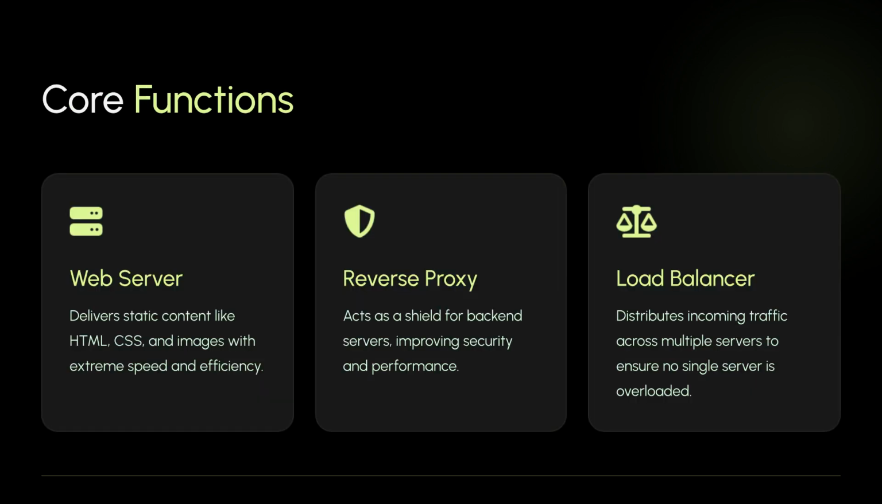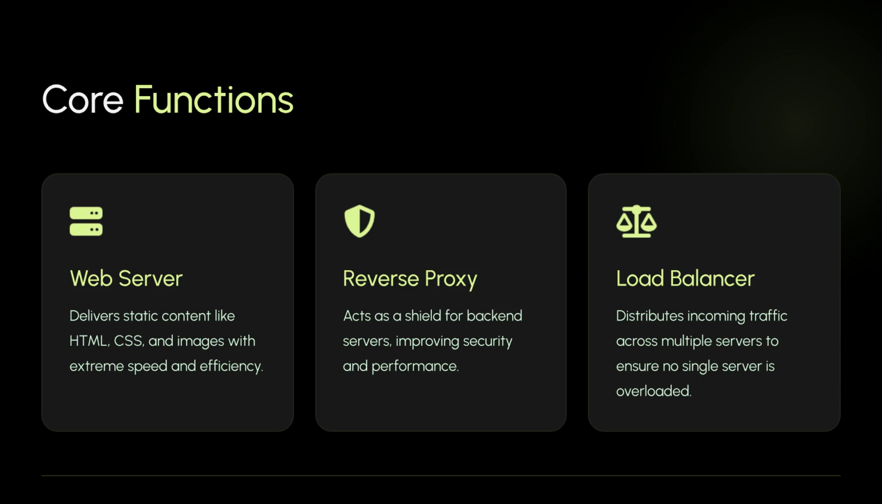Today, NGINX is used for three major purposes. One, web server. It can directly serve static files like HTML, CSS, JavaScript, and images incredibly fast. Two, reverse proxy. Instead of users talking directly to your backend servers, they talk to NGINX first. NGINX then forwards requests to the appropriate backend service. This improves security, scalability, and performance.